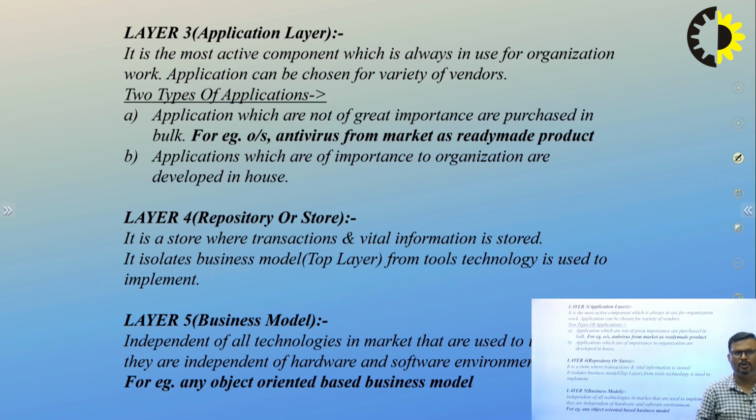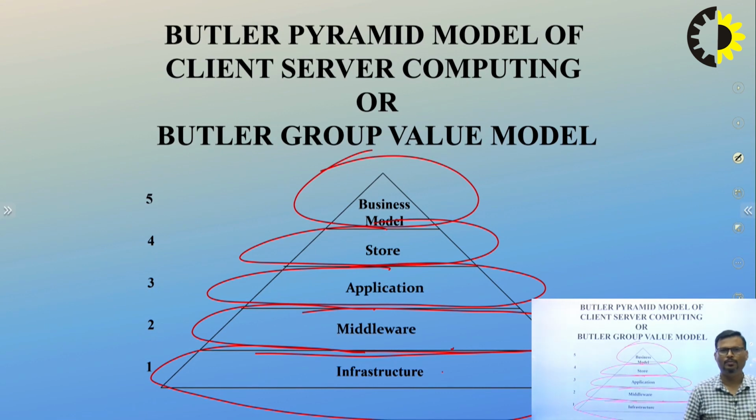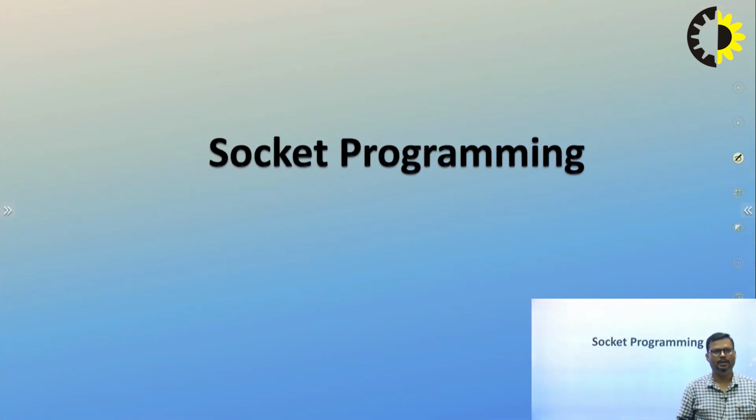Then the repository or store. It is a store where transactions and vital information are stored. It isolates the business model from the tools and technology used to implement it. And next, layer 5, business model, independent of all technologies in the market that are used to implement it. They are independent of hardware and software environment. This is the model, the Butler group value model. Okay, and thank you very much.